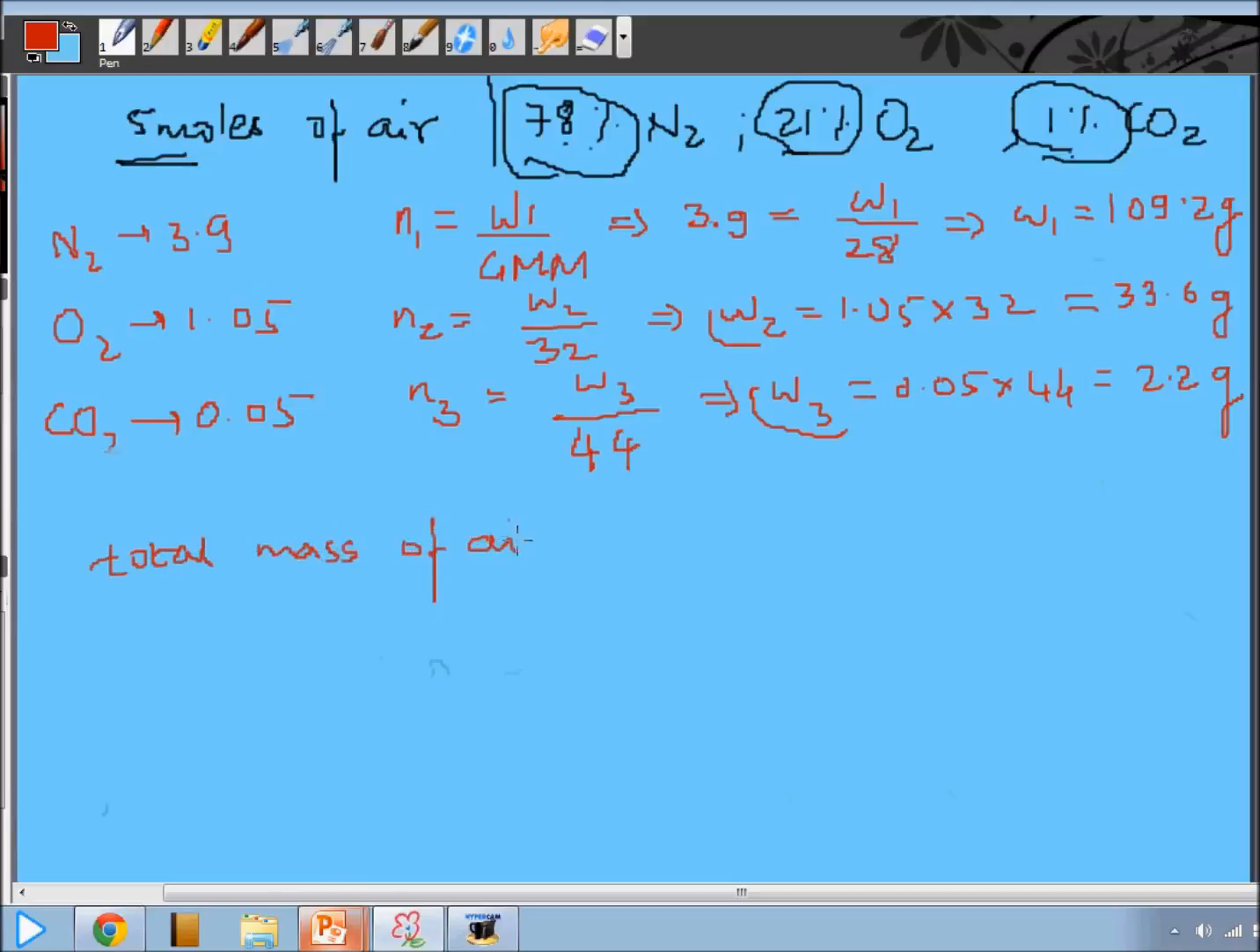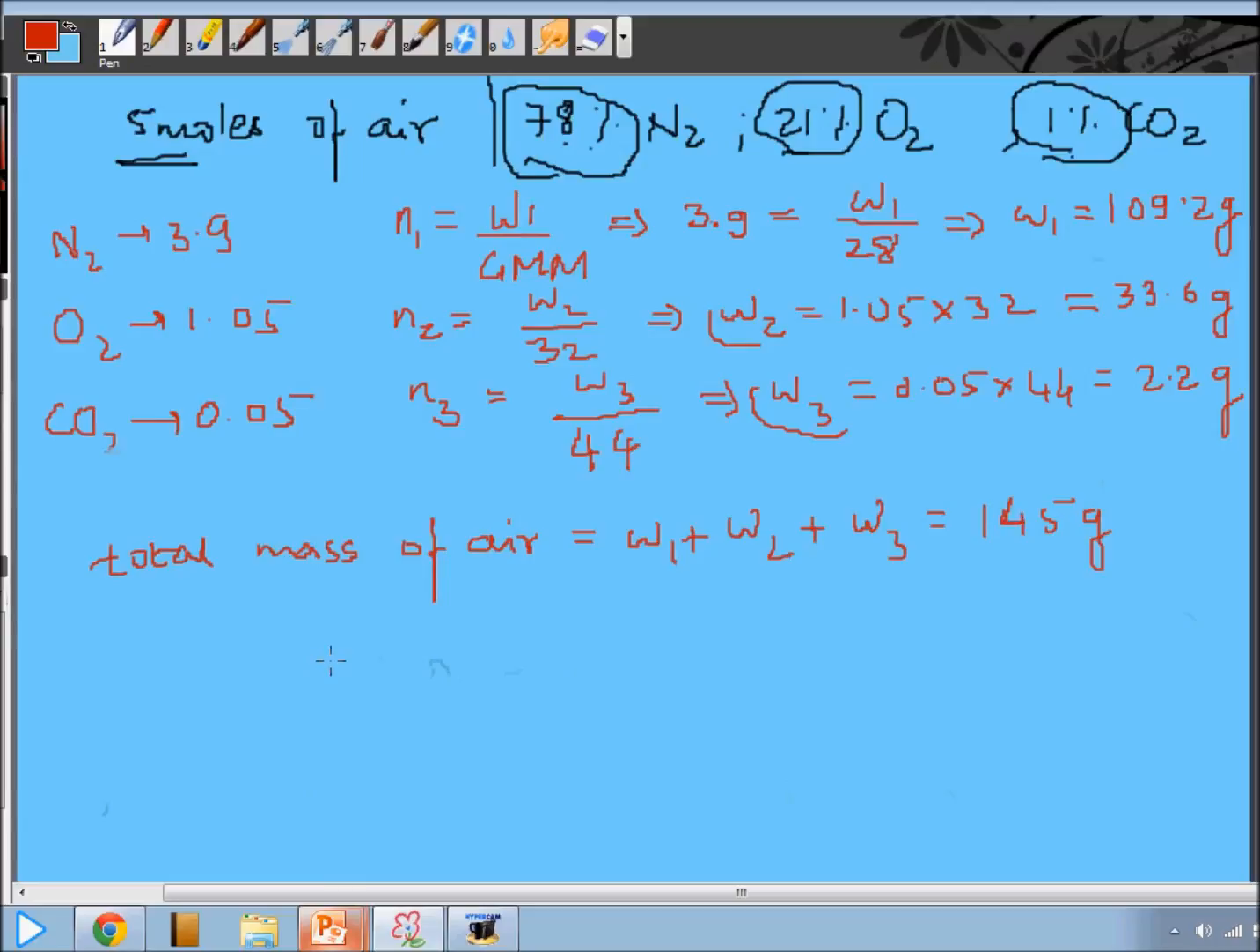And what is total mass of air? It is the sum of the masses of its components, right? If you have to calculate total mass inside a container, you sum the masses of all of the components inside the container. The container has nothing but N2, O2 and CO2, so you sum these masses. You add the individual masses, 109.2 plus 33.6 plus 2.2. Once you add these masses, what you get is 145 gram as the total mass of your air sample.